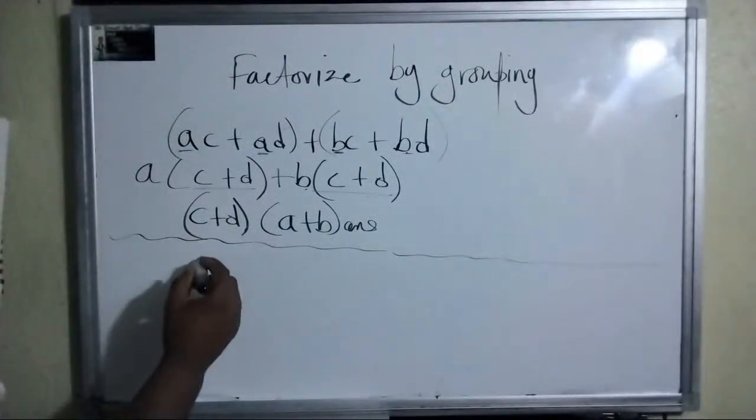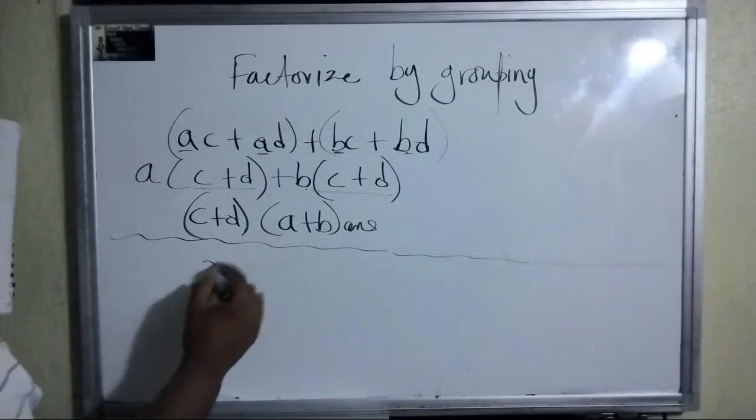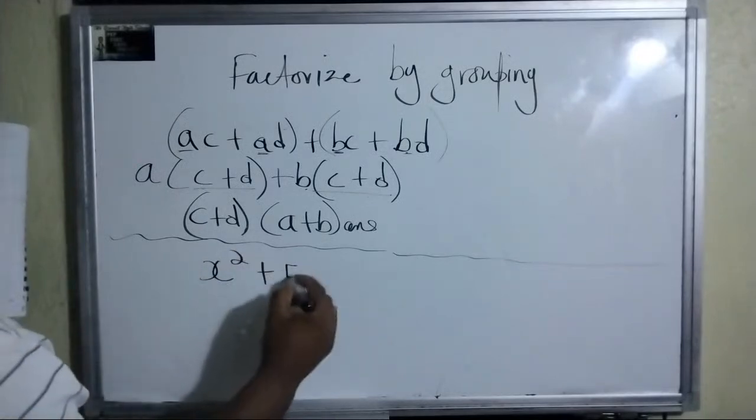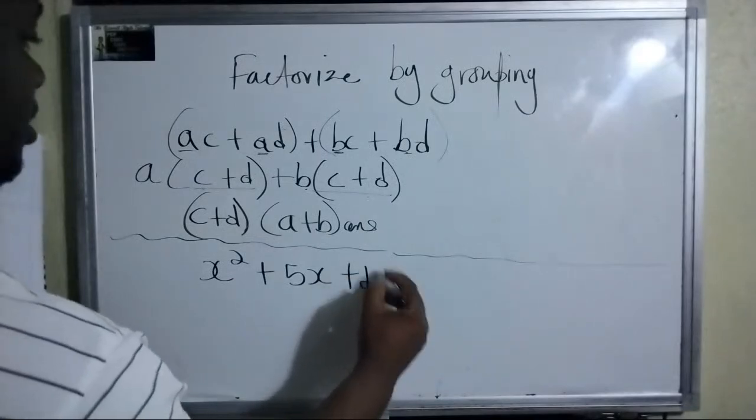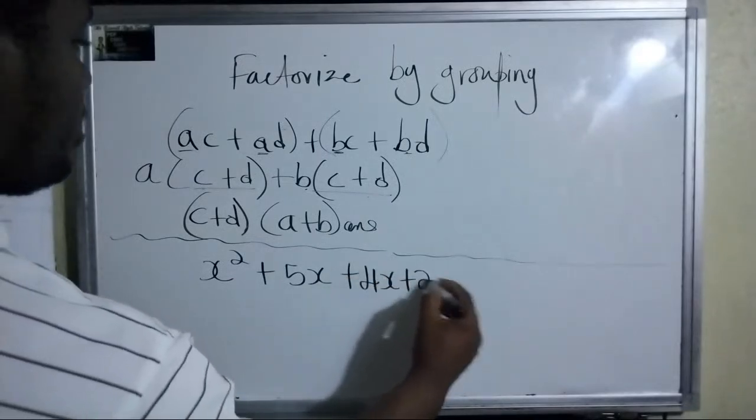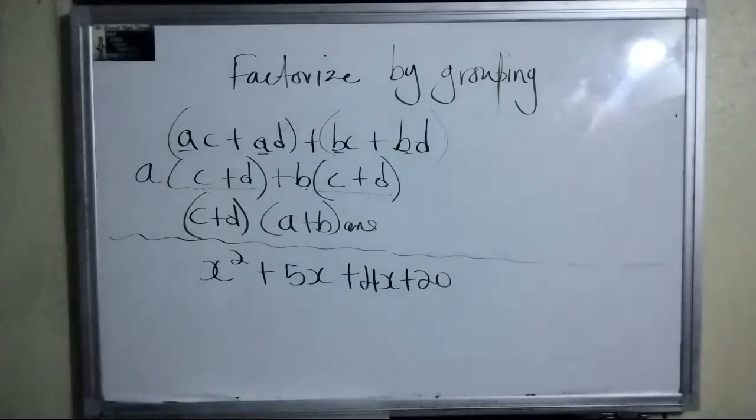Alright, so let's just see who can figure out this one first. It's x squared plus 5x plus 4x plus 20. Who can figure out that one first? I love this question because it's different from the one that we just did. It's really, really good.